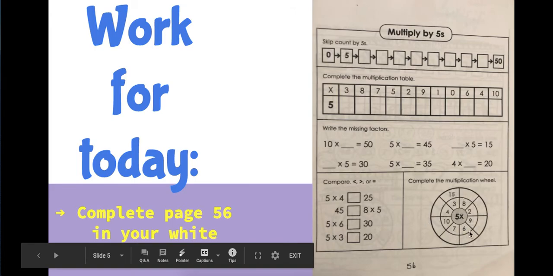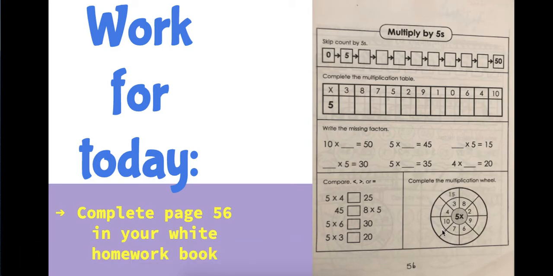Okay, now we have a wheel, exactly the same. 5 times 8, 5 times 2, 5 times 9, they've done one for you, 5 times 3, and you put the answer 15 on the outside. So it's all just the times tables, just looking slightly different. So don't get worked up. Take a deep breath, count in 5s, and answer it.